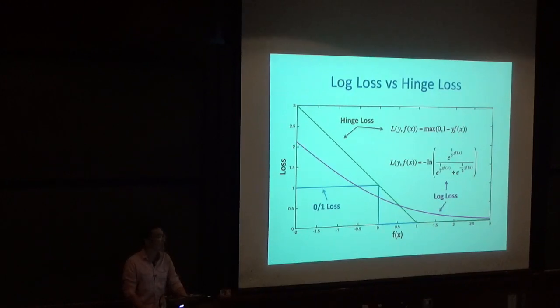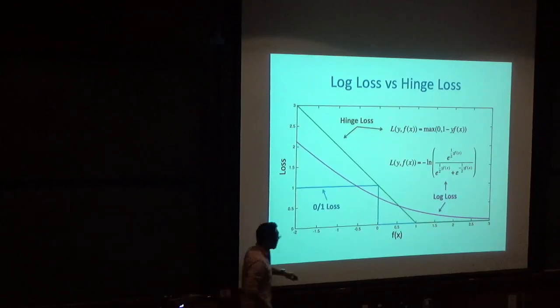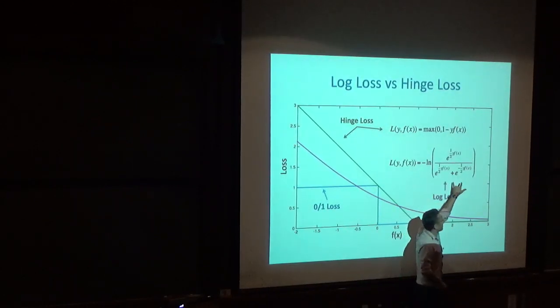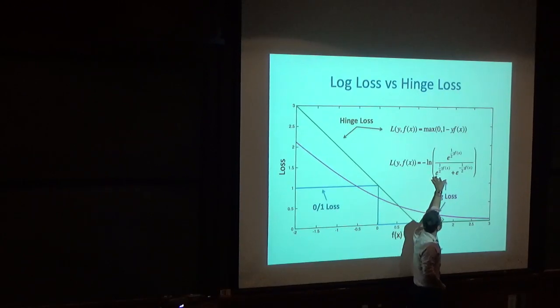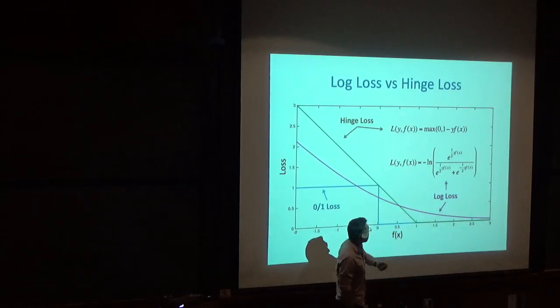Yes? Could you add some parameter into the exponential such that the log loss curve more closely approaches the hinge loss curve? Yes, you can. So if you raise these individual terms to a power, so if each of these terms is raised to a power alpha, as alpha goes to infinity, you get hinge loss.